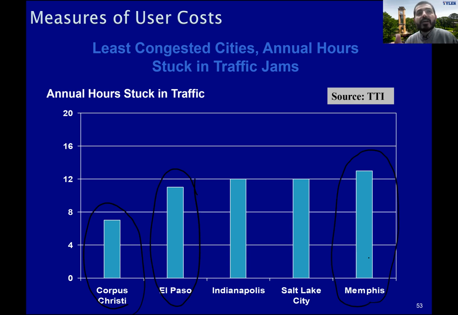So 13 hours times millions of people, times how much those hours could have been spent in a more efficient way, during work or being with family. That's money being wasted as a user cost, just by picking one rehabilitation alternative compared to the other.